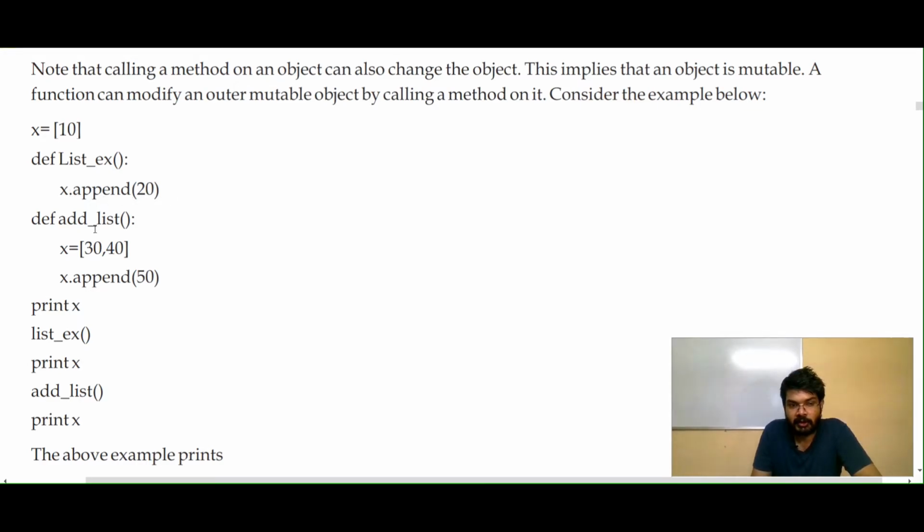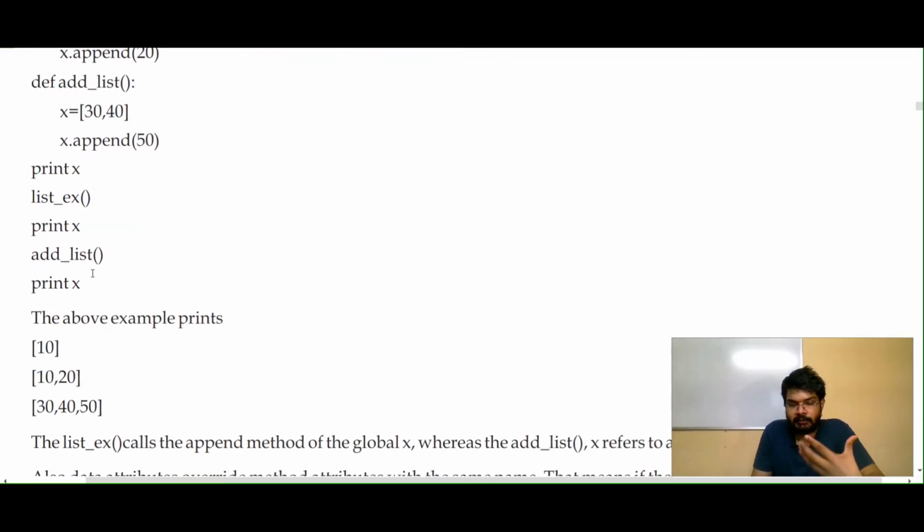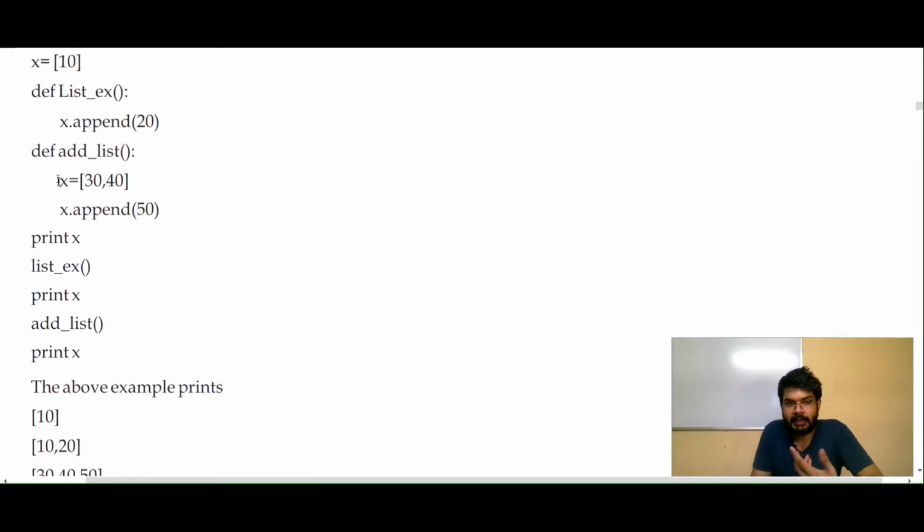Then you have an add list function, which has an x defined within itself containing the values 30 and 40, and 50 is appended to it. Then simple sequential execution takes place. First of all, print x is done. So what would be printed here? Here x has the value 10, so 10 would be printed.